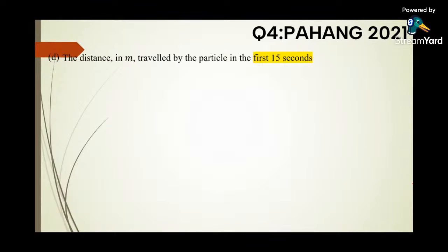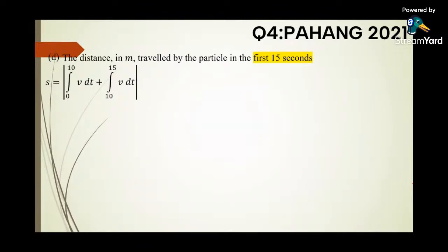Okay, D. D ni cari the distance. Kalau cari distance, ingat kena cari apa? Kena cari V equals to 0 dulu tu. So kalau awak ingat tadi, remember when our V equals to 0, kita dapat T equals to 10.